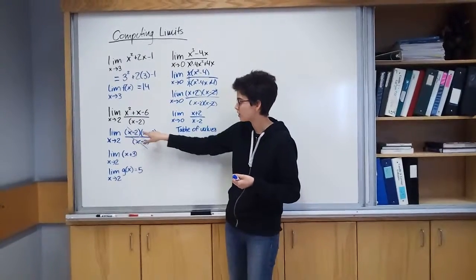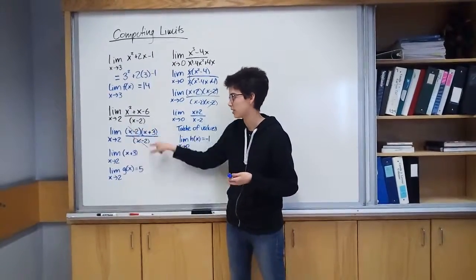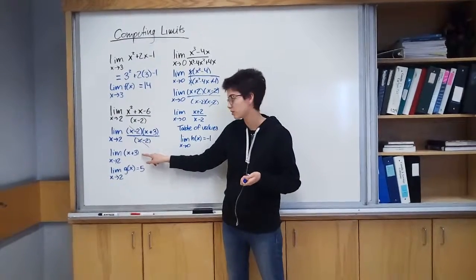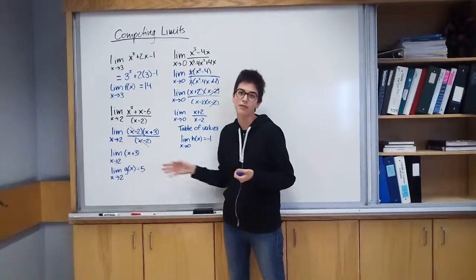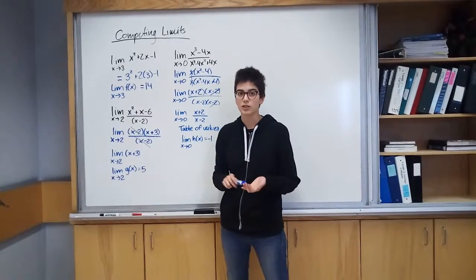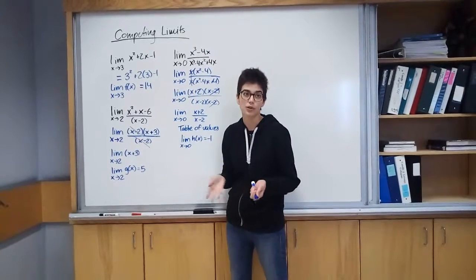We get x minus 2 and x plus 3, and the bottom and the top can cancel here. We just end up with x plus 3. Once you plug in the 2, you get 5. That's another simple one that works, but you need to think more about what you're doing in order to find that limit.